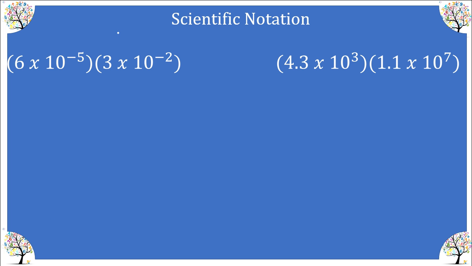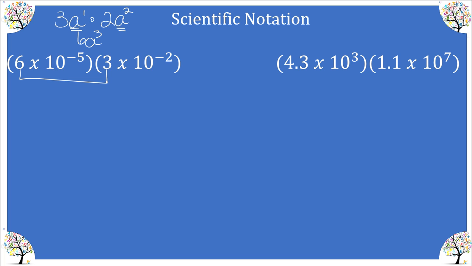Okay, now let's multiply scientific notation. So remember, multiplying scientific notation is like multiplying variables. If I have 3a times 2a to the second, we multiply the coefficients. 3 times 2 is 6, and we combine the like bases by adding the exponents. So it's the same here.